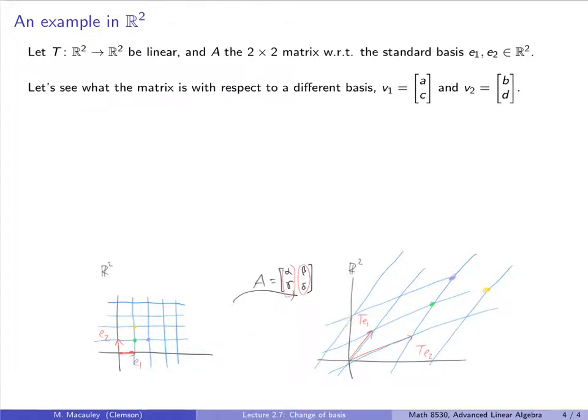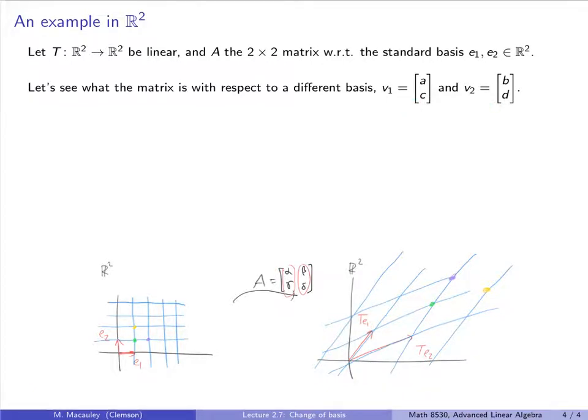It doesn't matter what grid is on top of it. The grid gives us a way to count steps in certain directions, but the linear map is just the colors moving. Okay, so let's now, so A is this matrix. Let's understand how this matrix would be different if we use a different basis.